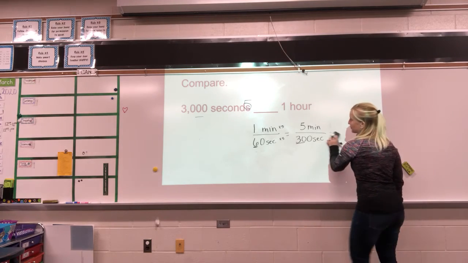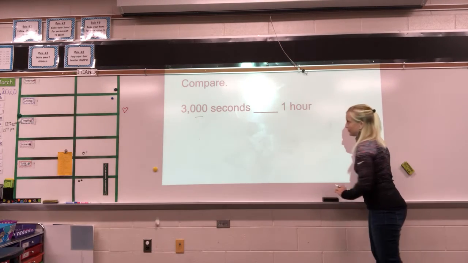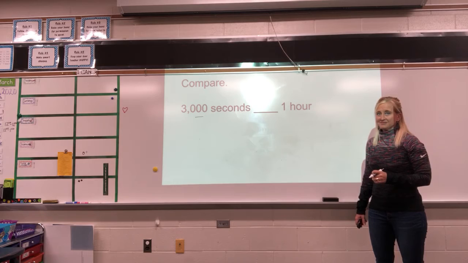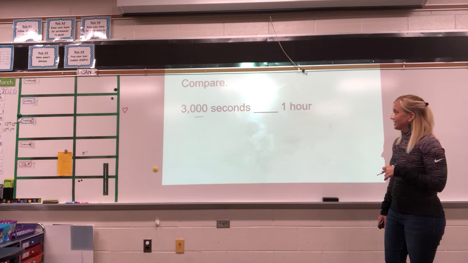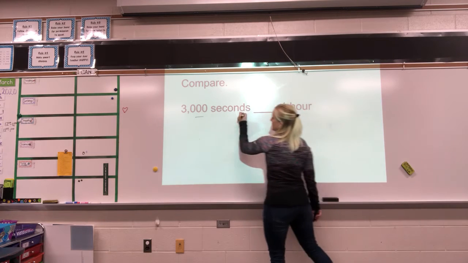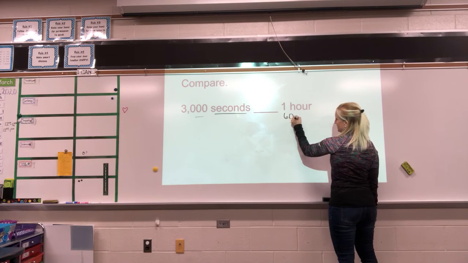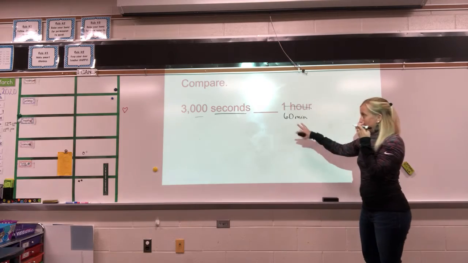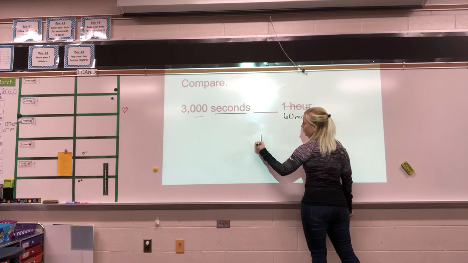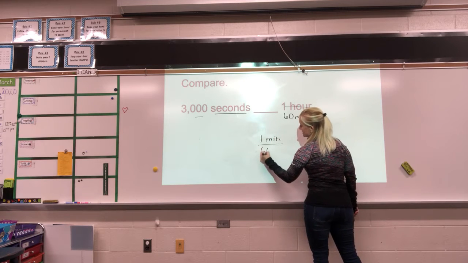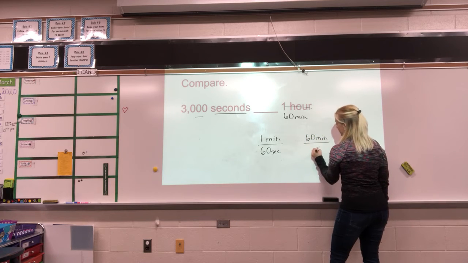Go ahead and try this one where we're comparing 3,000 seconds or an hour. Which one is more? Okay, hopefully you hit pause and come back when you're ready. And here we go. So again, we're going to change both of these into seconds. Well, 1 hour is going to be 60 minutes. Okay, I still can't compare minutes to seconds, so I've got to change my minutes into seconds. Well, to do that, I know that 1 minute is 60 seconds. So if I have 60 minutes, how many seconds is that going to be?